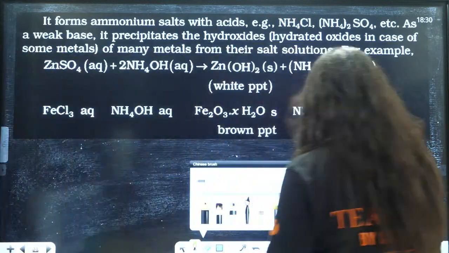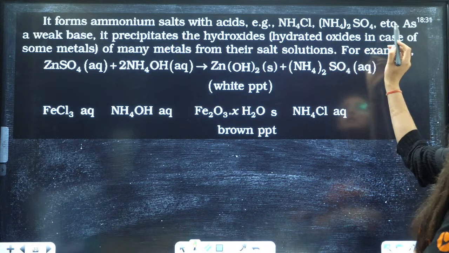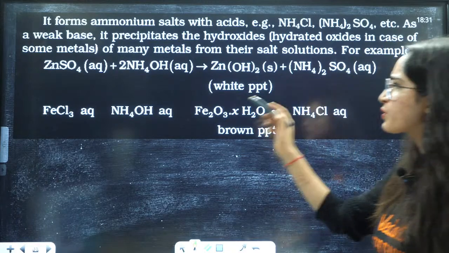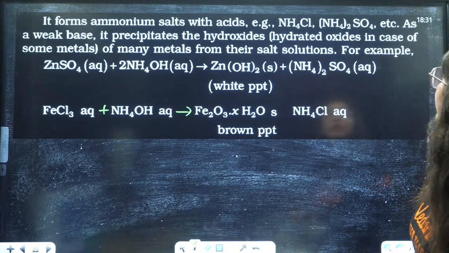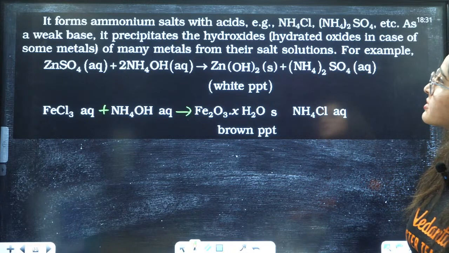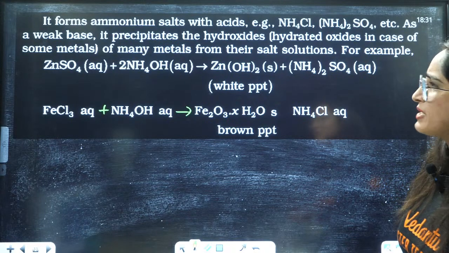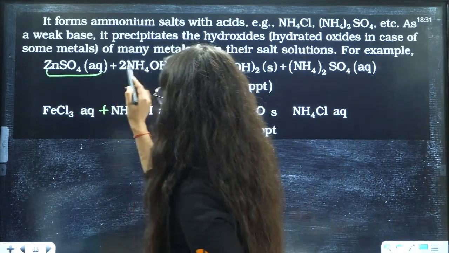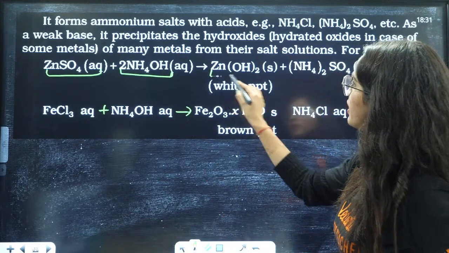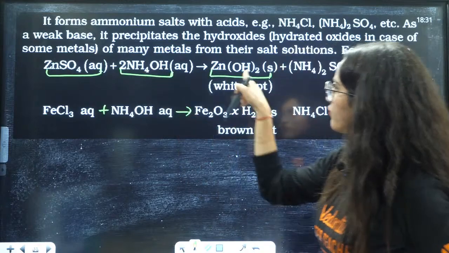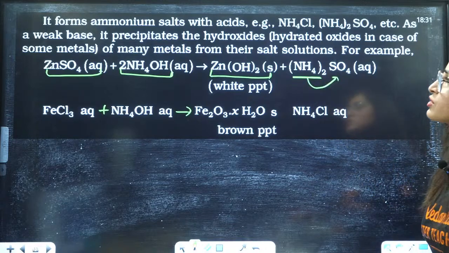Next, it forms ammonium salts with acids, for example NH4Cl and (NH4)2SO4. So with acids also it can form different things. Now this is very important. As a weak base, it precipitates the hydroxides of some metals. Basically, they are saying that you have metal salts with ammonium hydroxide. What they will produce is, with this OH they will form the metal hydroxide, and then with ammonia they will form the salt here.